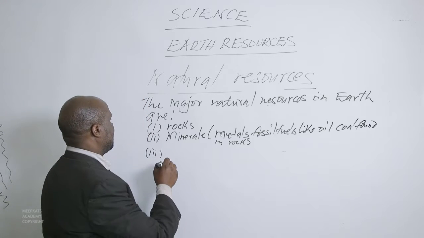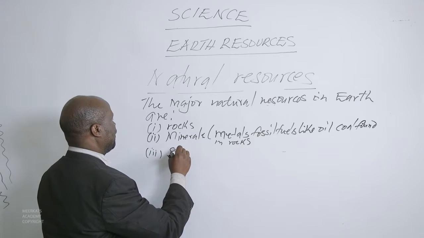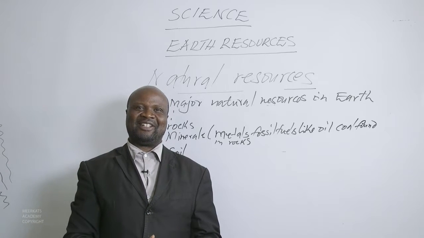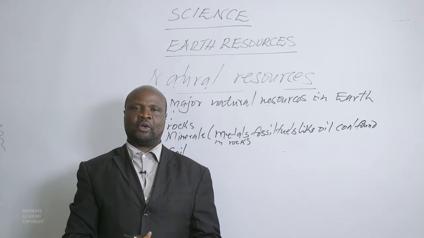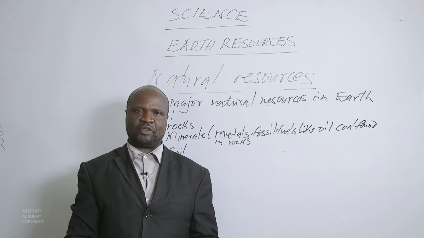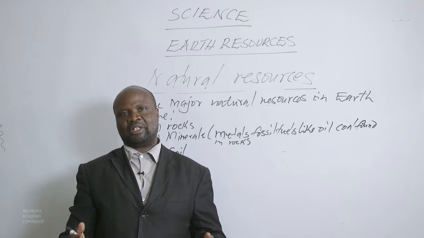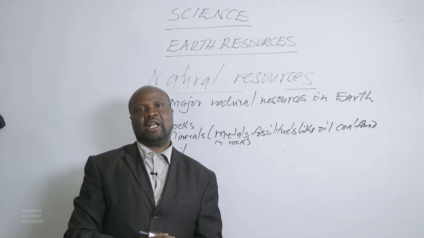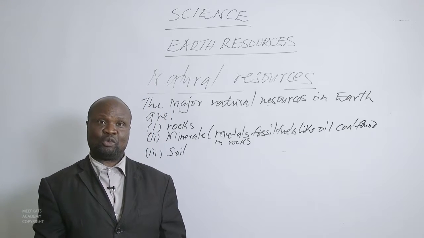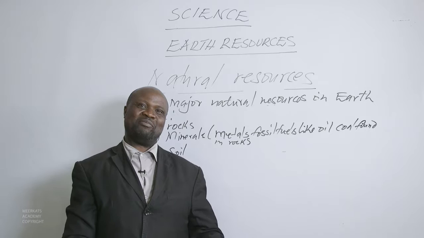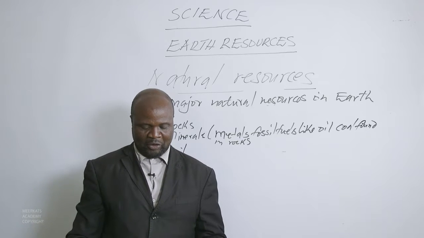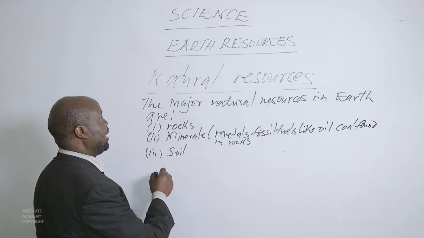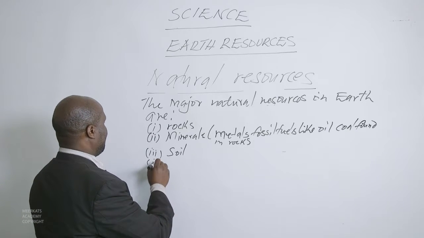And another important natural resource is soil. We know that plants and many things grow on soil. You will plant crops, they will grow very well on soil. Depending on the types of soil, as we are going to learn later on, soil is a very important natural resource. We shall see whether it is a natural resource that can be renewed or not, depending on our practices. Another, the fourth major natural resource, is air.